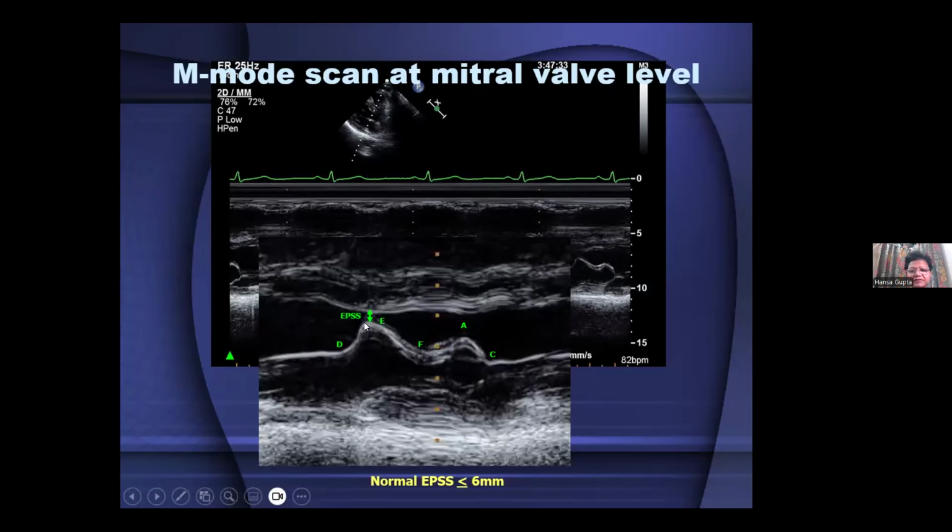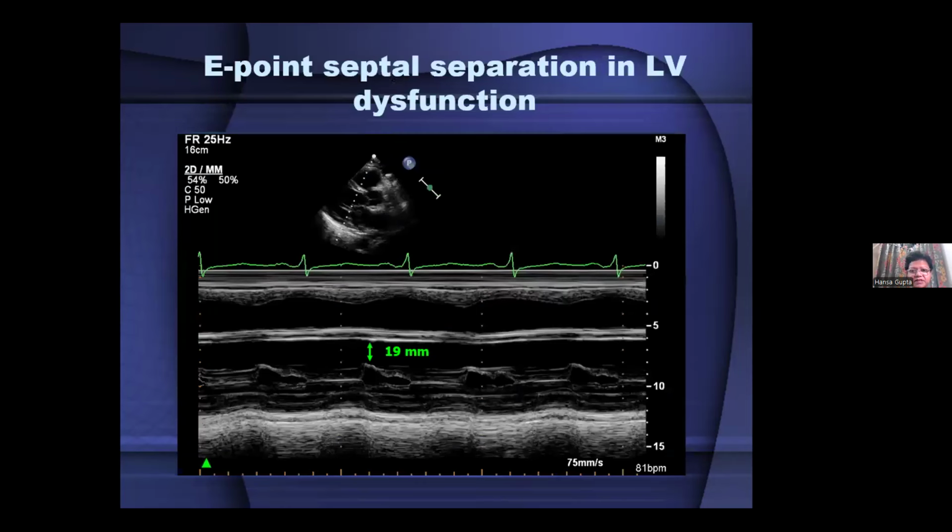The mitral leaflet is almost near the septum. So this distance, if less than 6 millimeters, is normal. But what happens in DCMP is that this is increased. Can you see here? This is suggestive of LV dysfunction. It's 19 millimeters. There are several factors. The septum is contracting less. The LV has got dilated. The valves are not opening well because of the reduced cardiac output, reduced filling, and increased LV diastolic pressure. All these things have increased the EPSS, and so this is abnormal. You must assess all the factors together, do a complete examination to say that yes, the LV dysfunction is severe.